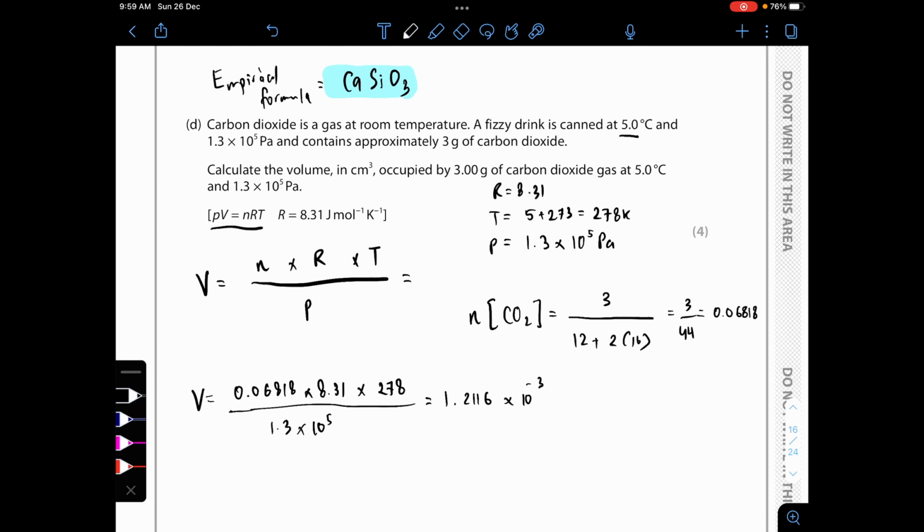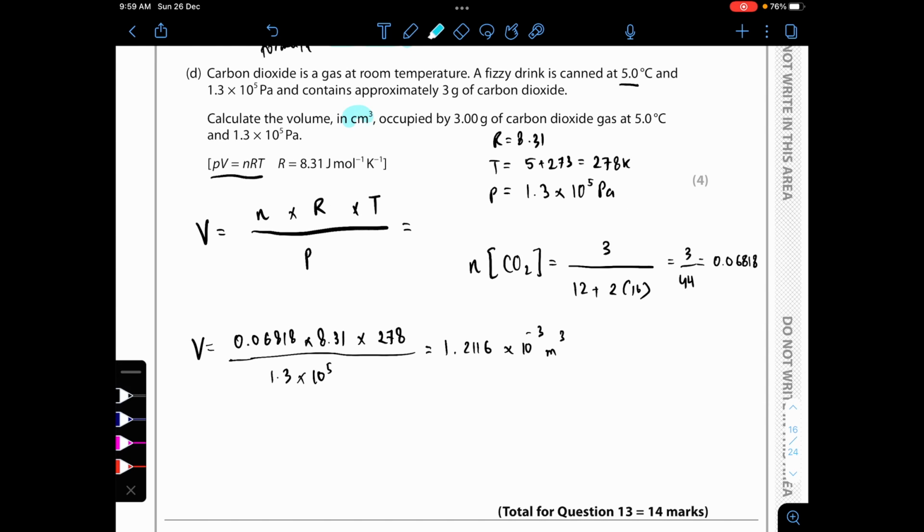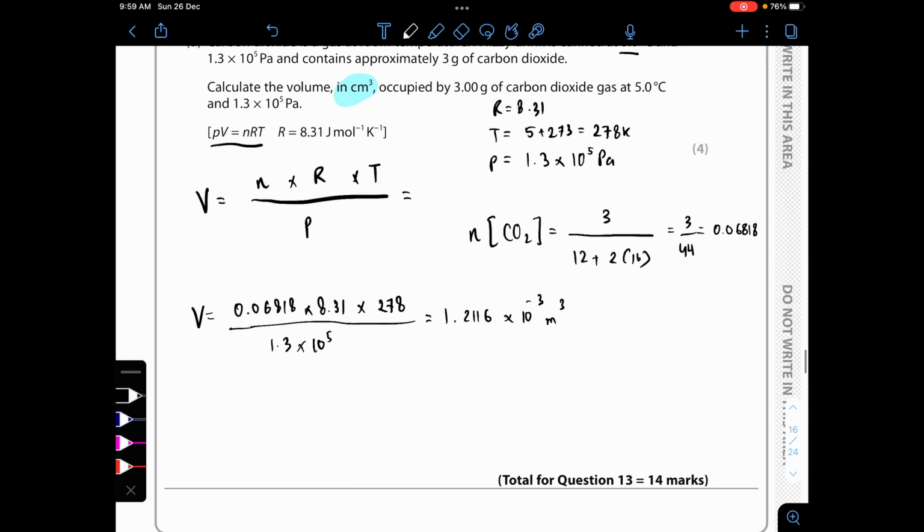What, centimeter cubed? Nope, it's in meter cubed. But we want the answer in centimeter cubed. So how do we change that? We know that going from meters to centimeters, we times by 100. So going from meter cubed to centimeter cubed, we have to times by 100 cubed. So volume will be 1.2116 times 10 to the power of minus 3 times 100 cubed.